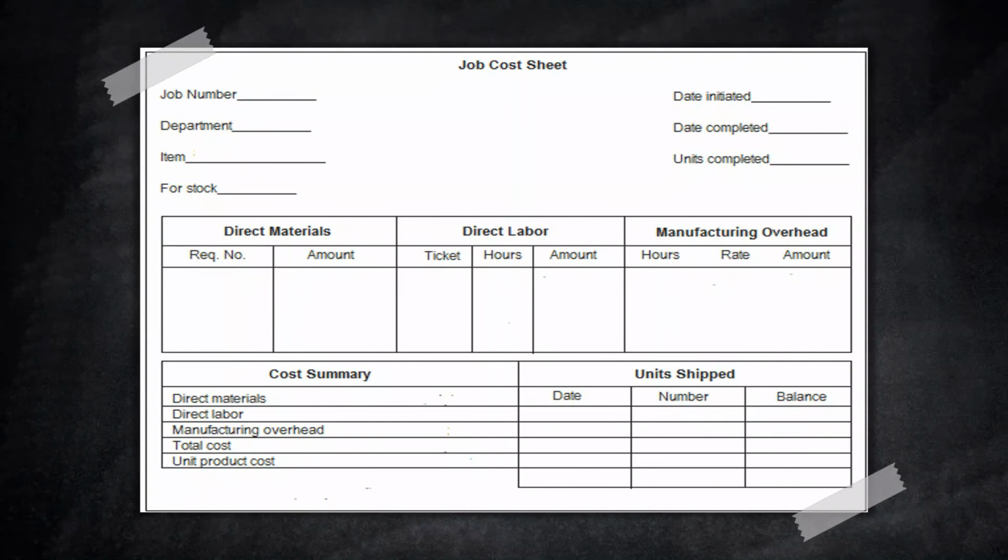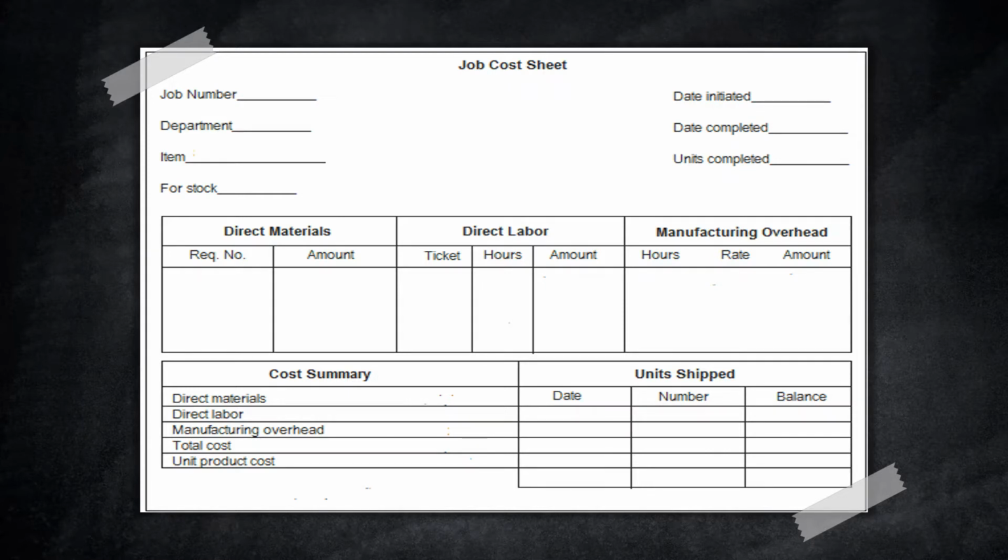So here we have an example of We Bake Bread's job cost sheet. Makikita natin dito yung job number, kung anong department yung gumagawa nito, when was it initiated, when will it be completed, and kung ilan yung units na mako-complete natin. We can also see the direct materials, yung required number nito, and kung magkano yon. The direct labor, which is yung time ticket natin, employee time ticket reference. We also have the hours worked, kung ilan yung hours, and the cost of it.